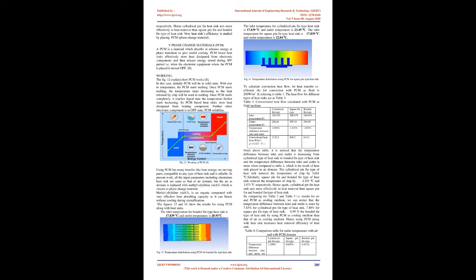Working: Figure 12 explains how PCM works. In this case, initially the PCM will be in solid state. With rise in temperature, the PCM starts melting. Once the PCM starts melting, the temperature stops increasing as the heat released by the chip will be used in melting. Once the PCM melts completely and reaches liquid state, the temperature further starts increasing.